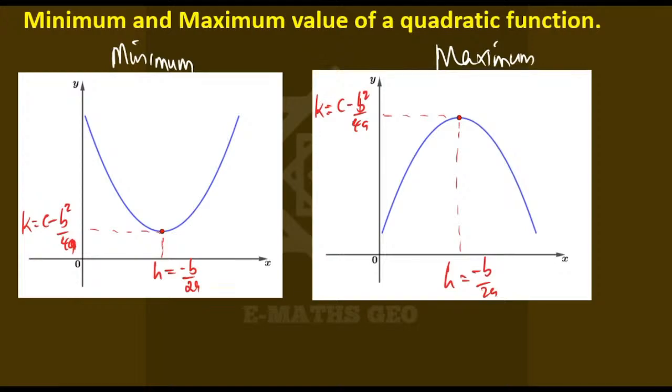So both of them, whether maximum or minimum, occur at the vertex. It's just the sign of a. If a is greater than 0, we'll have a minimum. So that's the difference. And we are talking about value. Once we hear value, it means the y coordinate. So this is the maximum value. And this is always the minimum.